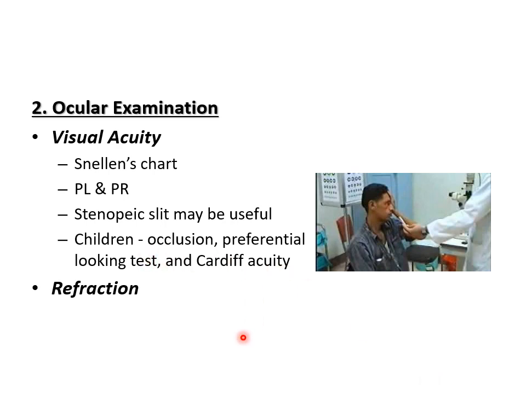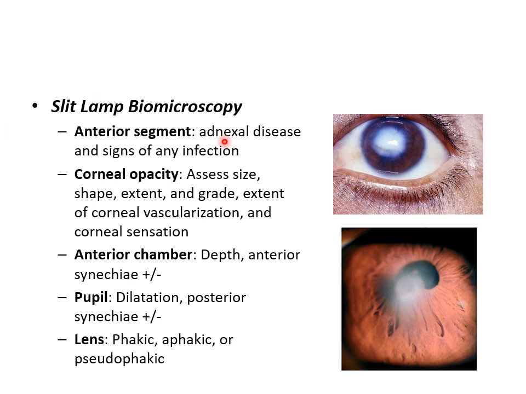And in case of children, you can do an occlusion, preferential looking test, and Cardiff visual acuities because they are non-verbal. Do a good refraction also. Then on the slit lamp, what do you look at?